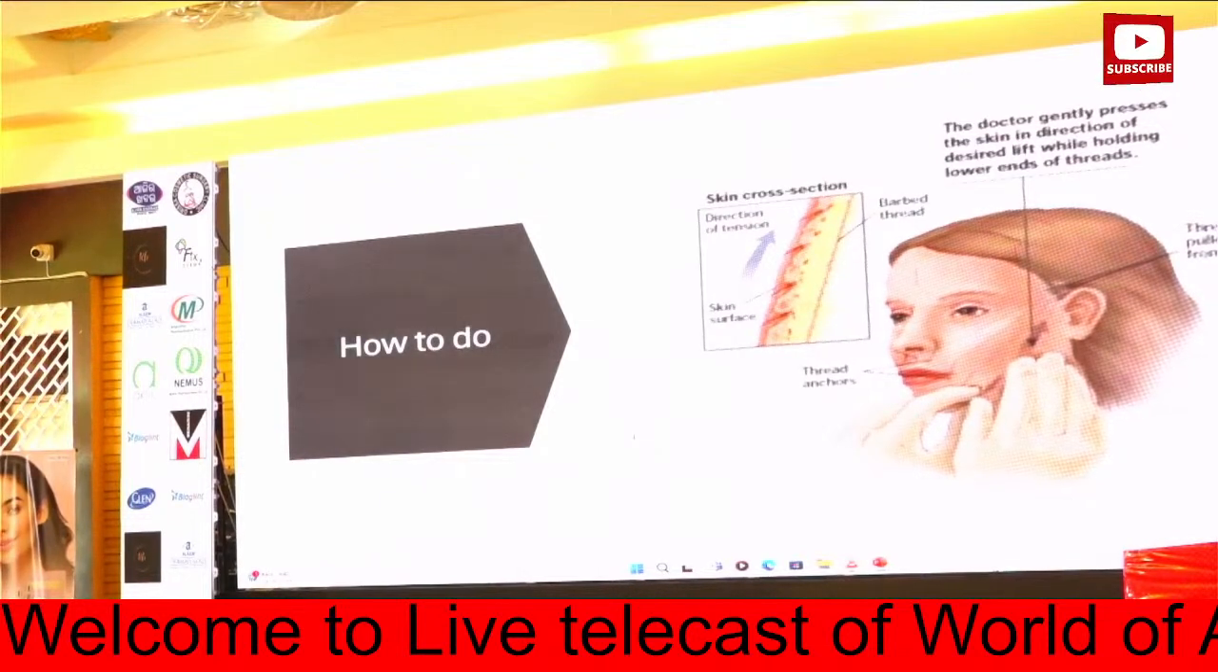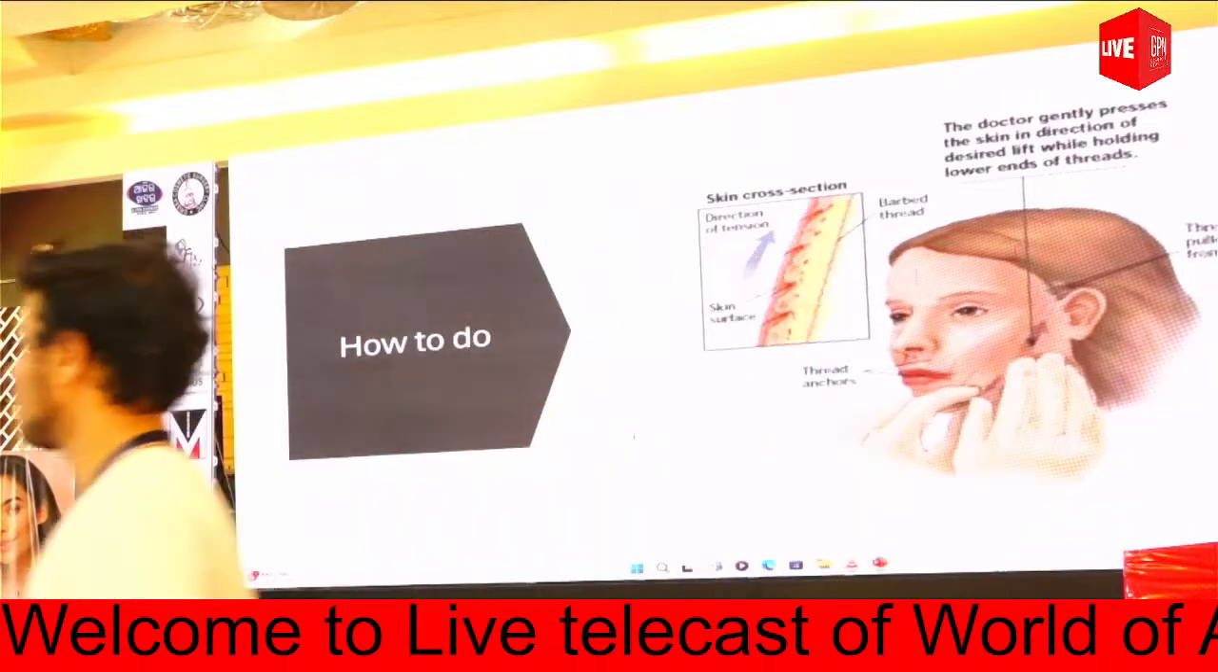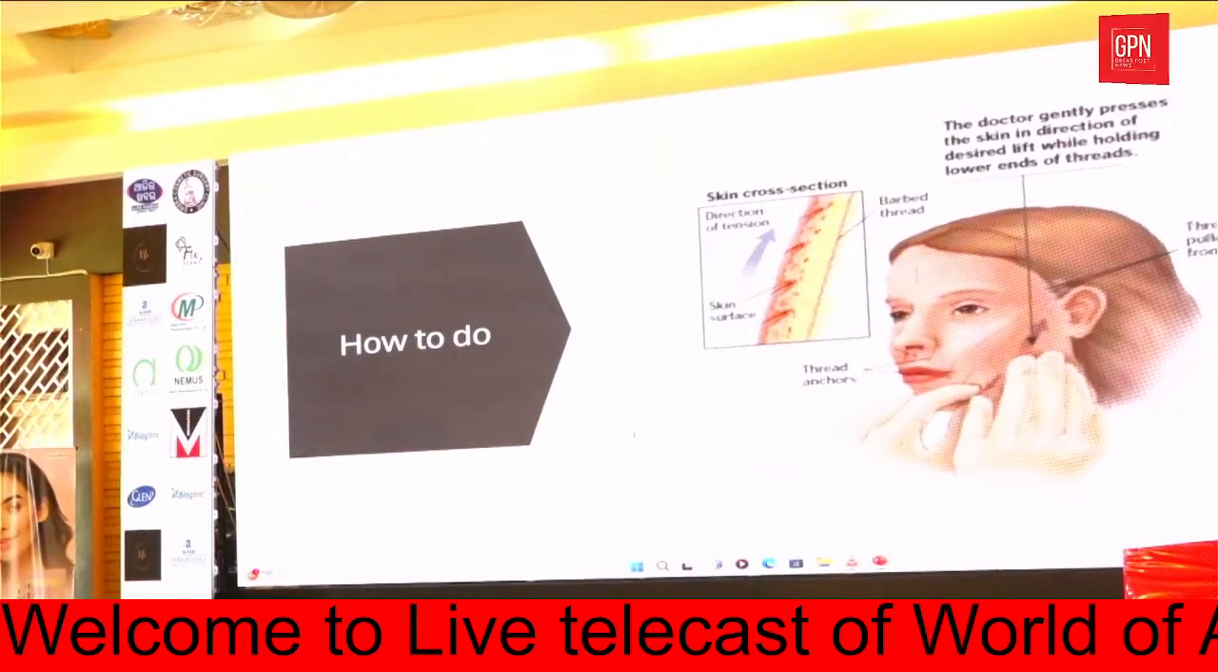A needle along with the thread is inserted. The needle is taken out, leaving back the thread in the subdermal region. And then onto the barbs of the thread, the skin is hung to maintain the tightened position.